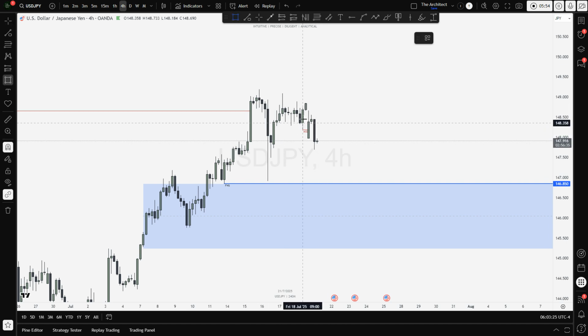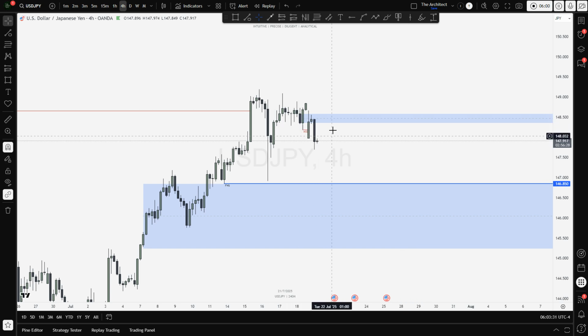pullback. You do have this nice area over here holding as a breaker. Potentially, if there's a fair value gap that forms here, then you'd most likely want to see if the market pulls back into that area. And if it does, go onto your lower time frames, your M15, look for a selling opportunity to target the fair value gap over there.